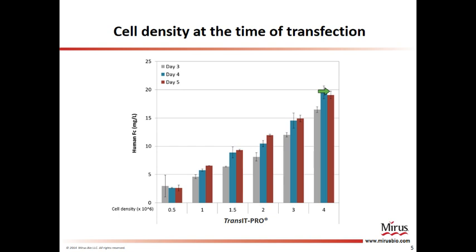So we actually looked at both the transfection complex binding and uptake, and also the GFP efficiency at different cell densities. And we actually don't observe a difference in either of those parameters. So this suggests that just having more cells present that can be transfected with the TransIT-Pro transfection reagent at the time of transfection simply leads to an increase in the total protein that you can get out.